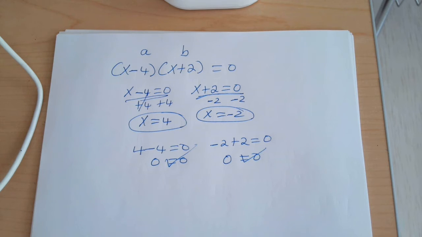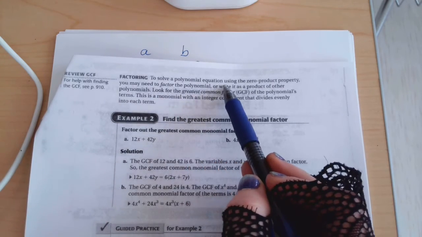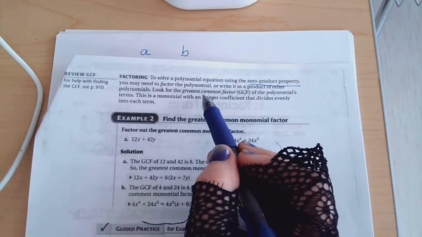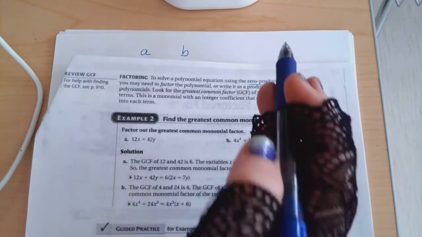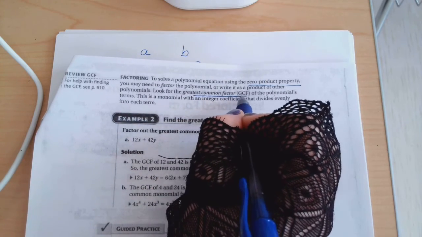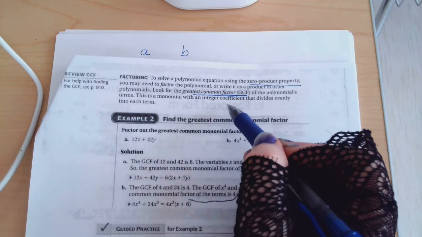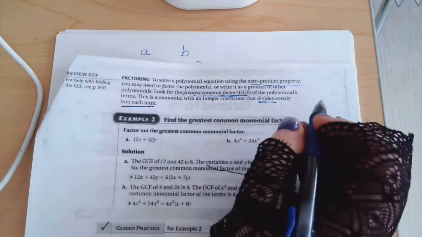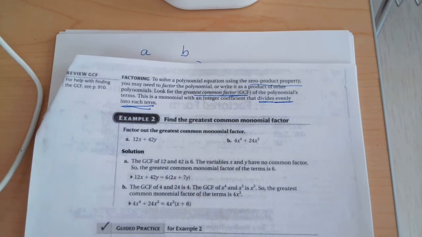Alright, so we are going to now start the beginning of factoring, okay? So I'm going to put this up so you can read it, and then we'll start working some problems. To solve a polynomial equation using the zero product property, that's what we just did, you may need to factor the polynomial or write it as a product of other polynomials. Look for the greatest common factor. That's a big deal. That's what we're going to start out by learning. Of the polynomial terms, this is a monomial with an integer coefficient that divides evenly into each term. That is what's important. So our greatest common factor divides evenly into each term.